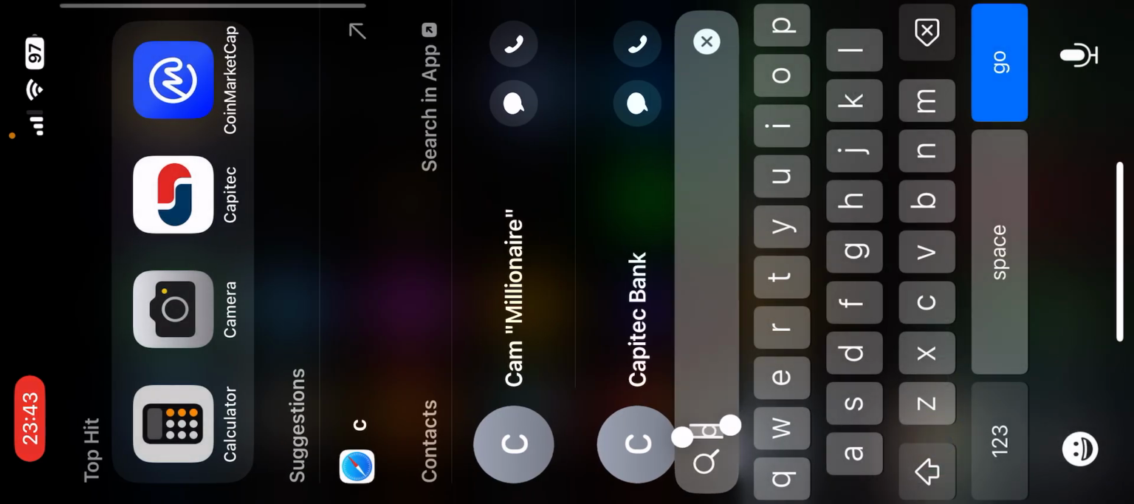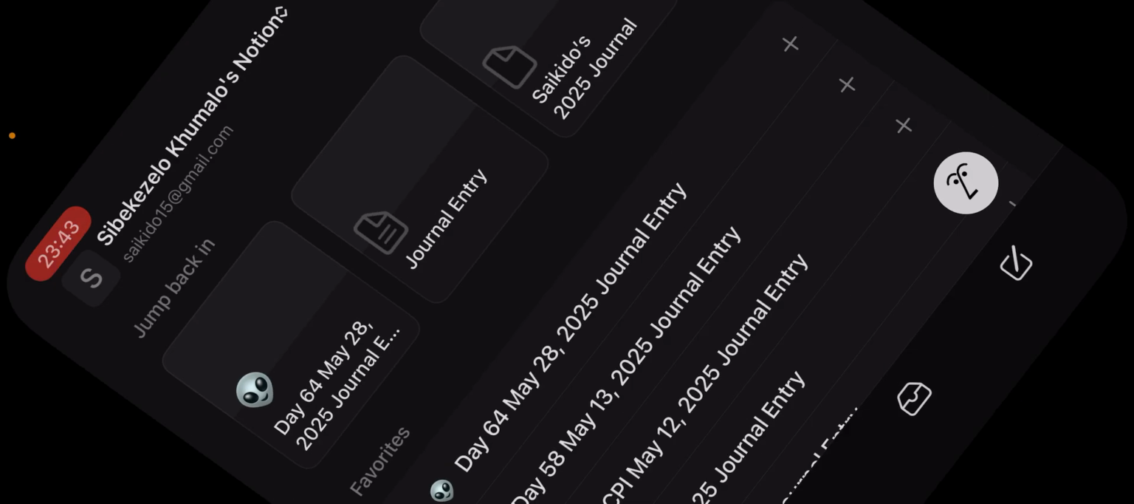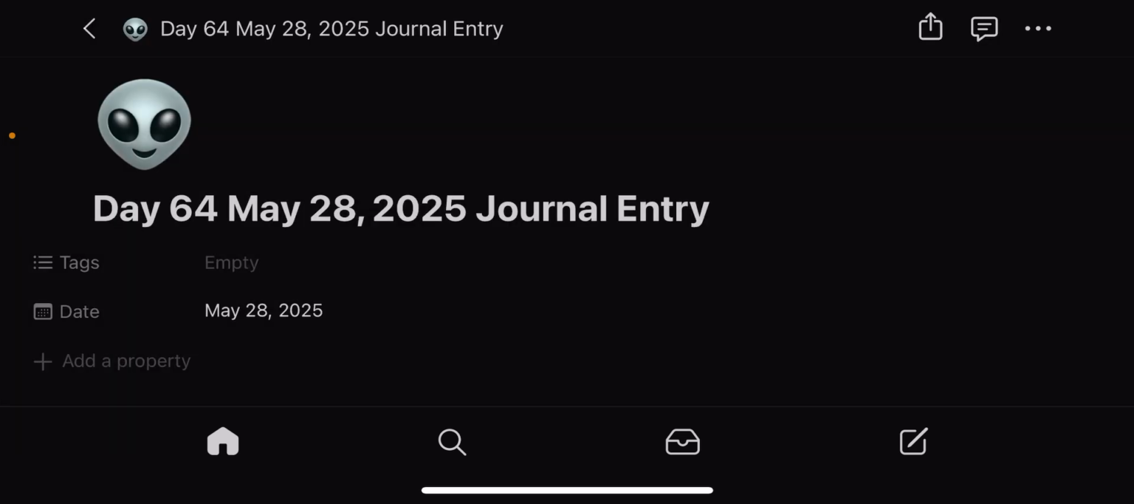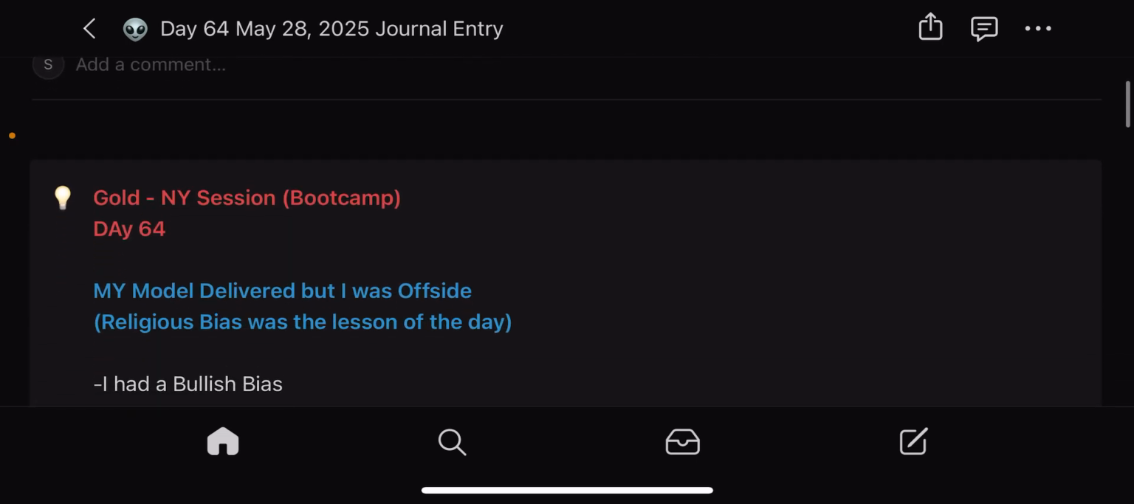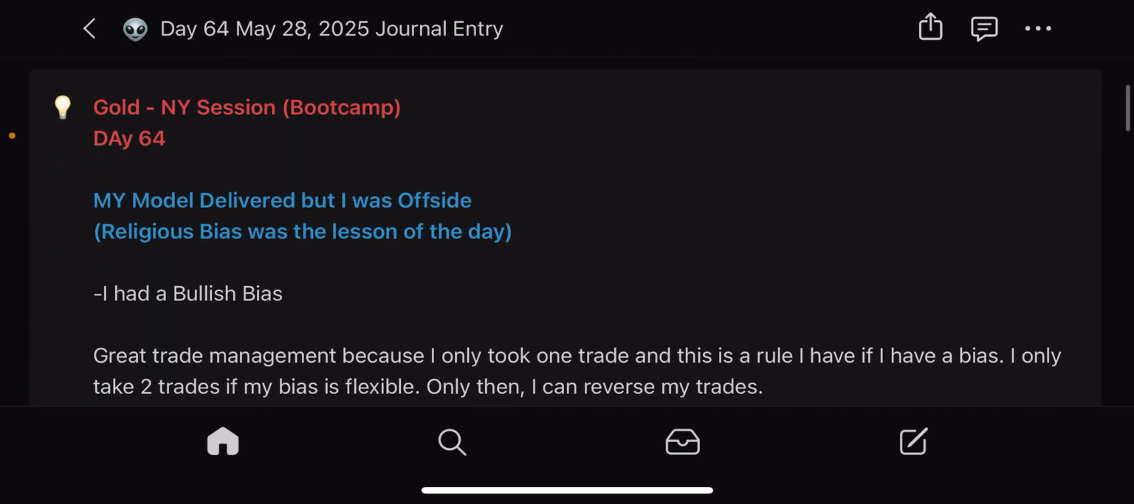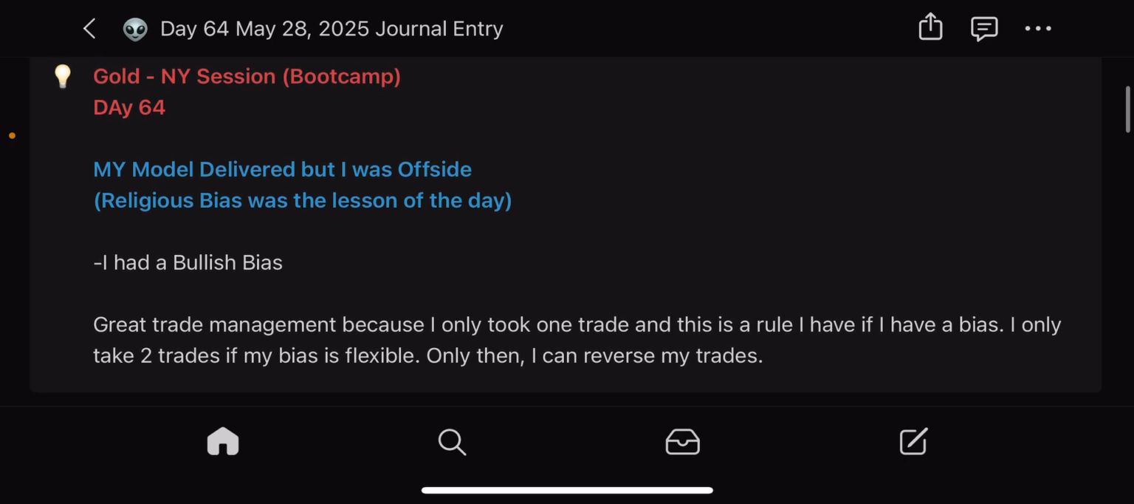I want to show you my Notion here, how I journal these trades. Let's go to Notion. Okay, so this is day 64, May 28th, 2025, right? So we're trading gold. This is just a small journal. We're trading the New York session bootcamp because you see that it's red in color. It means it was a lesson day.